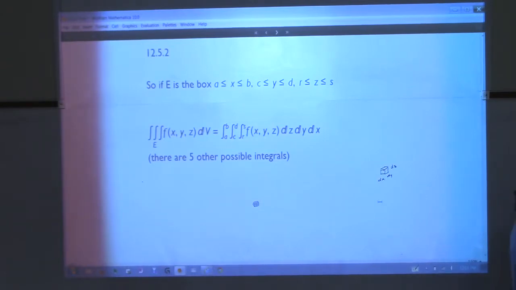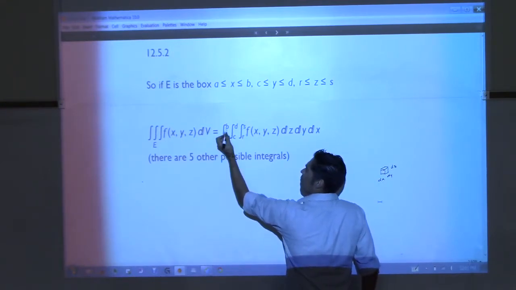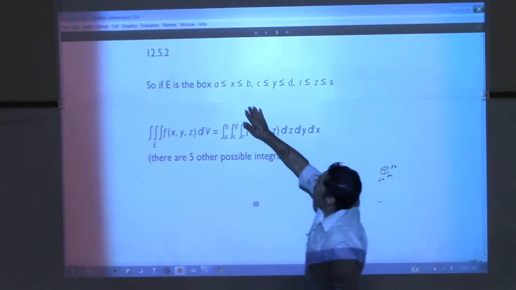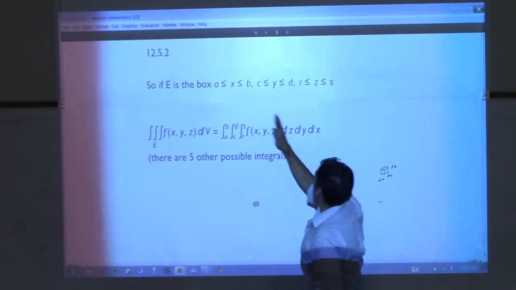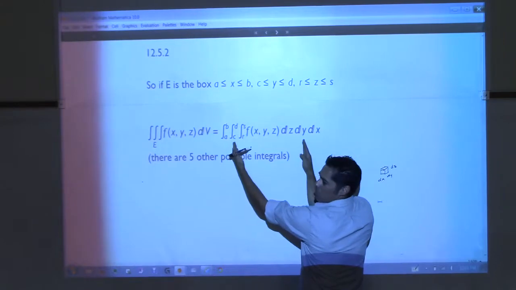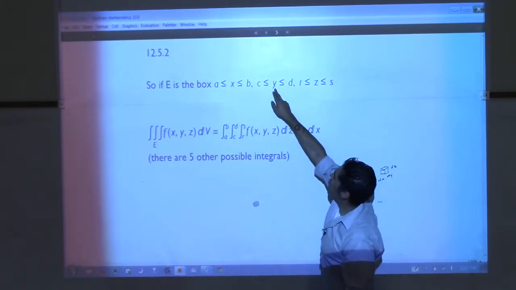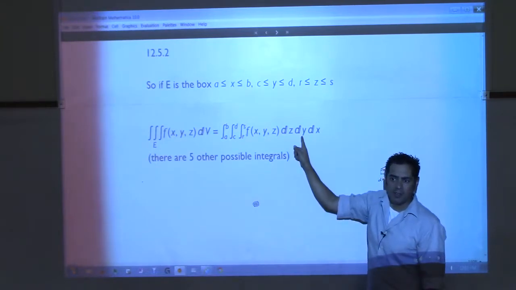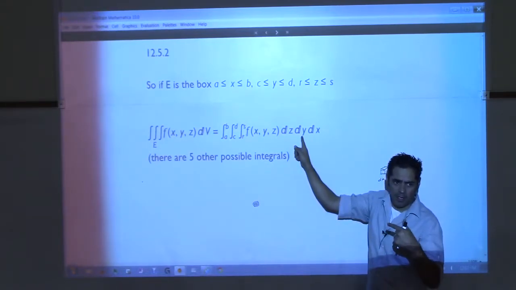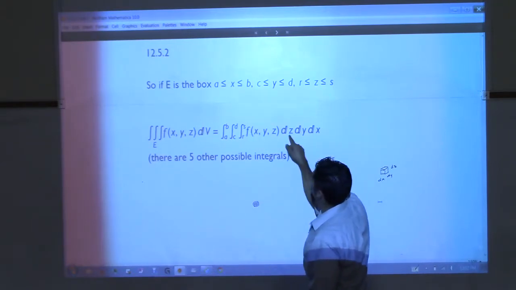And that means that when you set up this triple integral, if you go from a to b, that's your restriction on x, right? So your outer integral is with respect to x. Then the middle integral, if it goes from c to d, and that's your restriction on y, then dy is your next variable in. And then the inner integral goes from r to s, that's your restriction on z, so you have dz here.